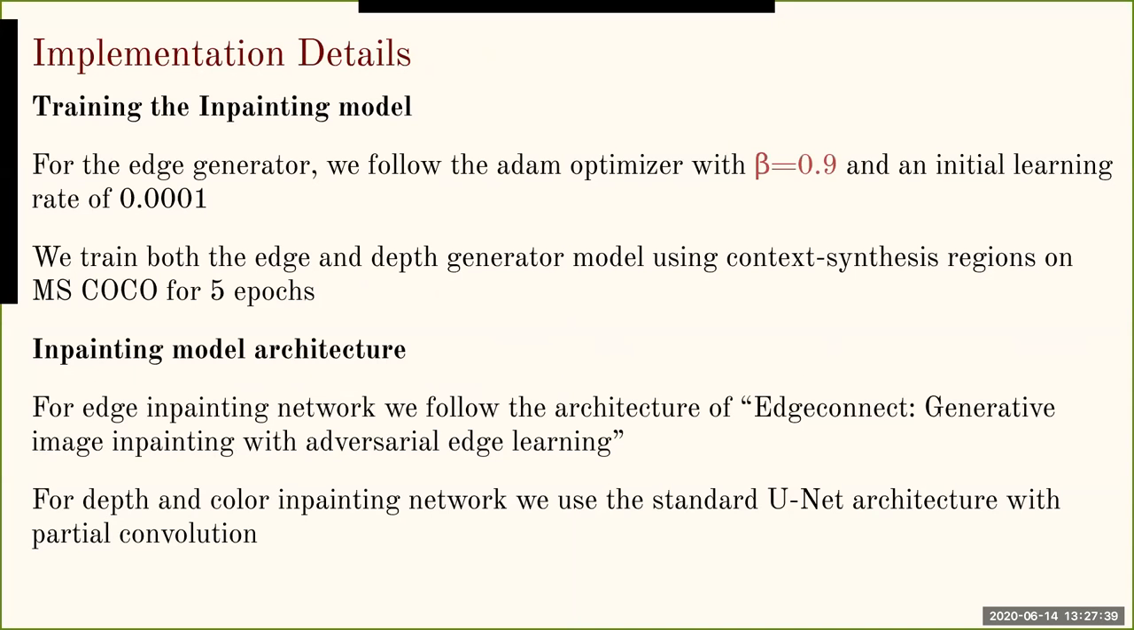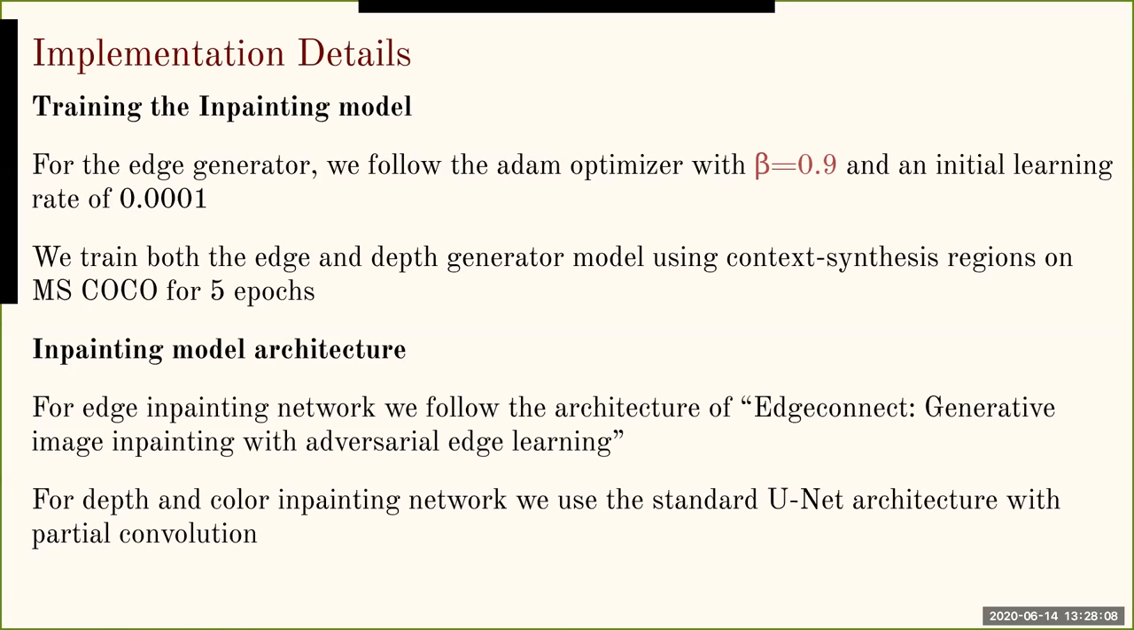Implementation details: they are using the Adam optimization. Adam optimization is a mixture of AdaDelta and another optimization method, which has hyperparameters of 0.9. You can refer to this if you are interested in machine learning. We train both the edge and depth generator models using the context synthesis region.